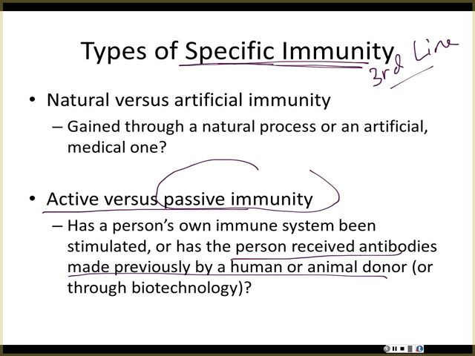So with passive immunity, like when an infant receives antibodies from its mother, either across the placenta or through breast milk, that's an example of passive immunity for the infant. The infant is becoming immune, hopefully, to a microbe of some type, but the infant didn't make its own; its immune system has not responded.